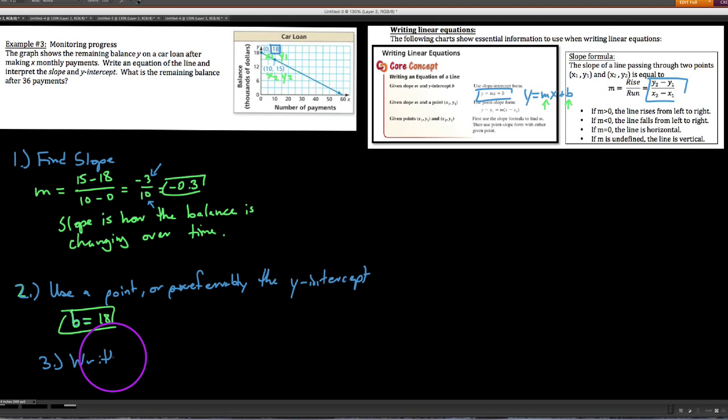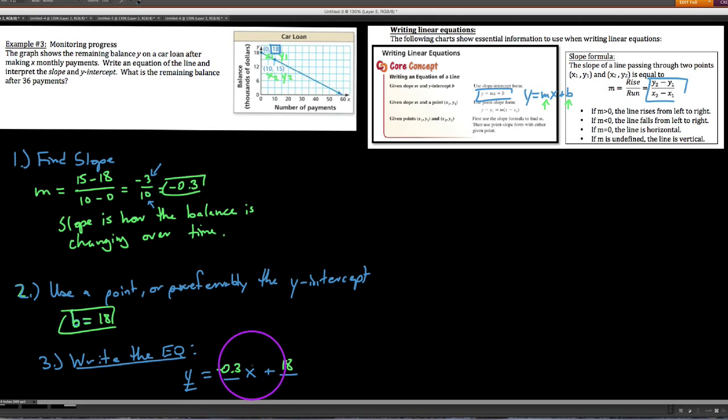Write the equation. That's the process. So writing the equation is as simple as we're going to go ahead and fill in our knowns here. And we know that the slope is negative 0.3. And we know that our y-intercept is 18. What this does is it represents how our balance is changing as the number of, looks like months in terms of payments is changing if you're making a payment every month. So using this final equation here, let's go ahead and use that, as a matter of fact, to talk about the remaining balance after 36 payments.